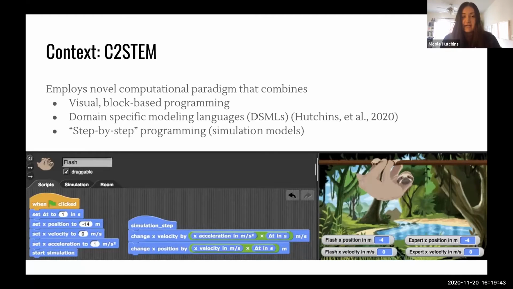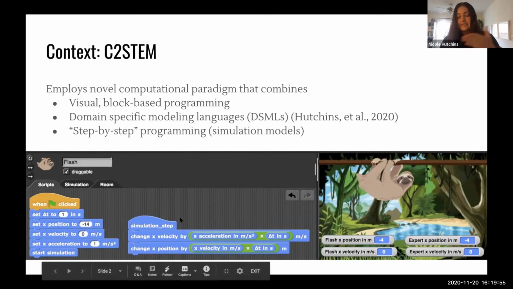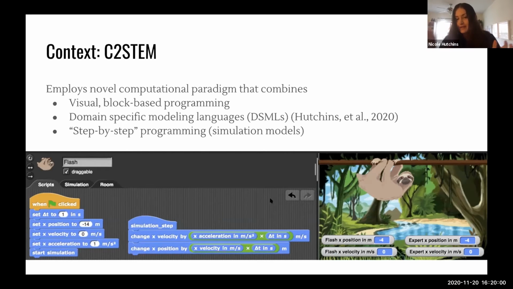We also have added this step-by-step programming approach. So when students are modeling, it's not like a traditional science approach where they're memorizing equations. Here, they're looking at these step-by-step changes in position and velocity as Flash here moves to the right. And other tools that we've added are data tools so that they can have multiple forms of information about their model to help interpret what's happening.